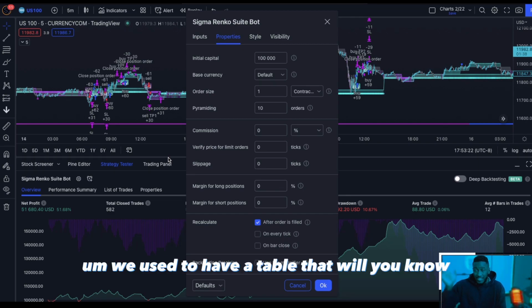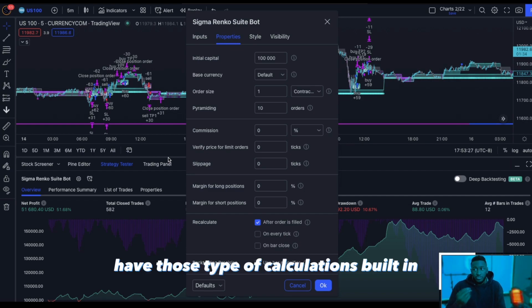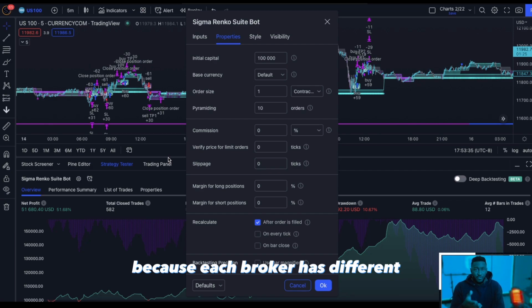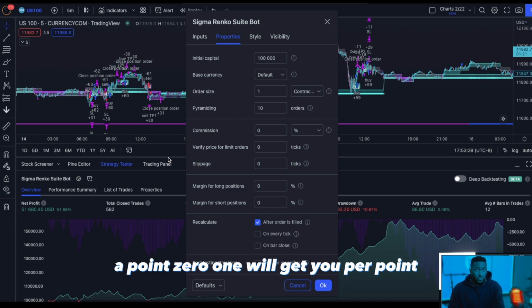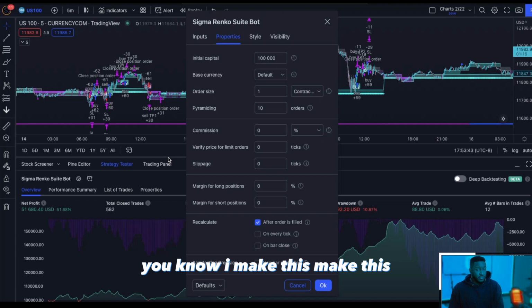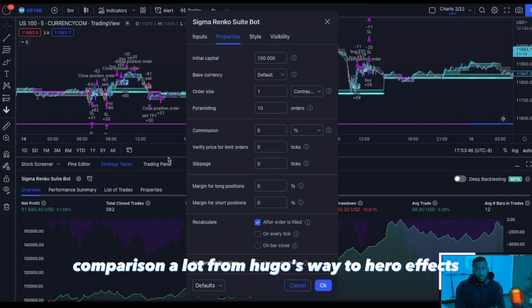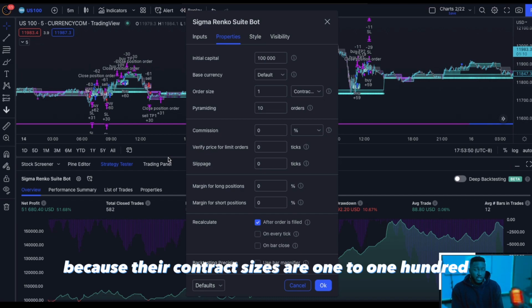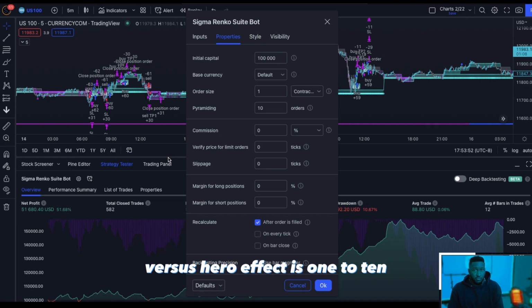We used to have a table that had those types of calculations built in. But the problem is that it has to be broker specific, because each broker has different lot calculations of what a 0.01 will get you per point, what a standard will get you per point. I make this comparison a lot from Hugo's Way to Hero FX. A 0.01 on Hugo's Way gets you $100 per point because their contract sizes are 1 to 100, versus Hero FX is 1 to 10.